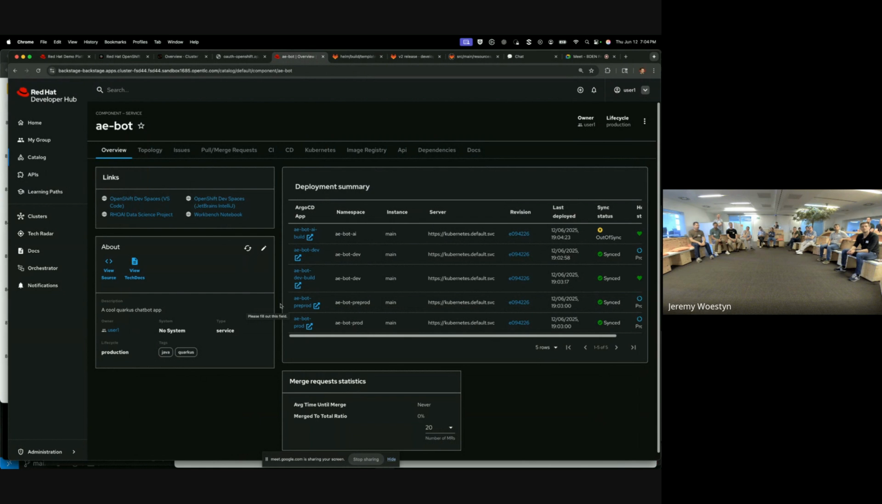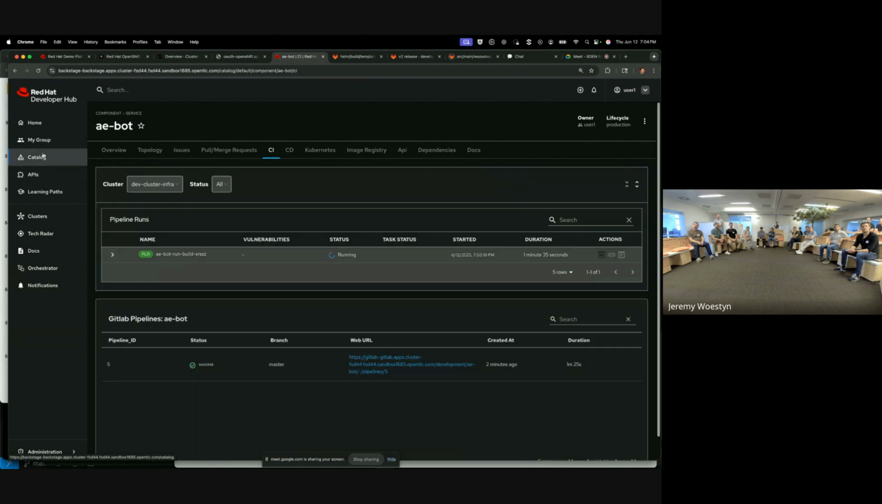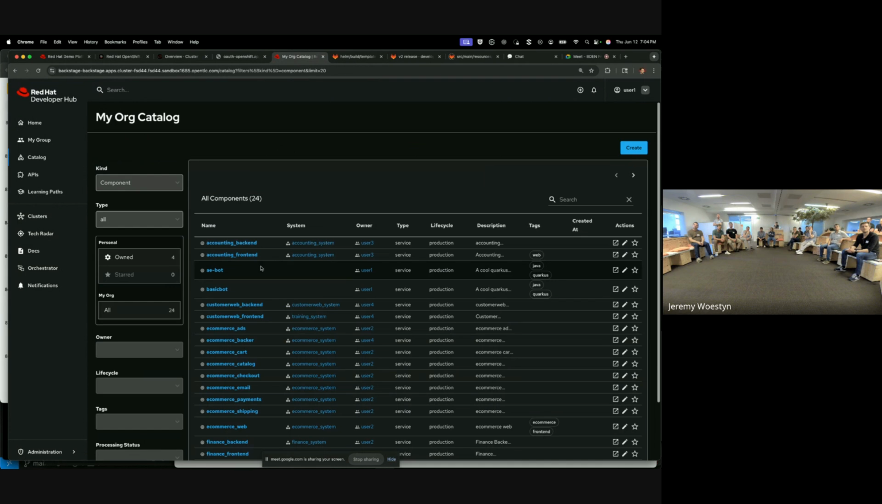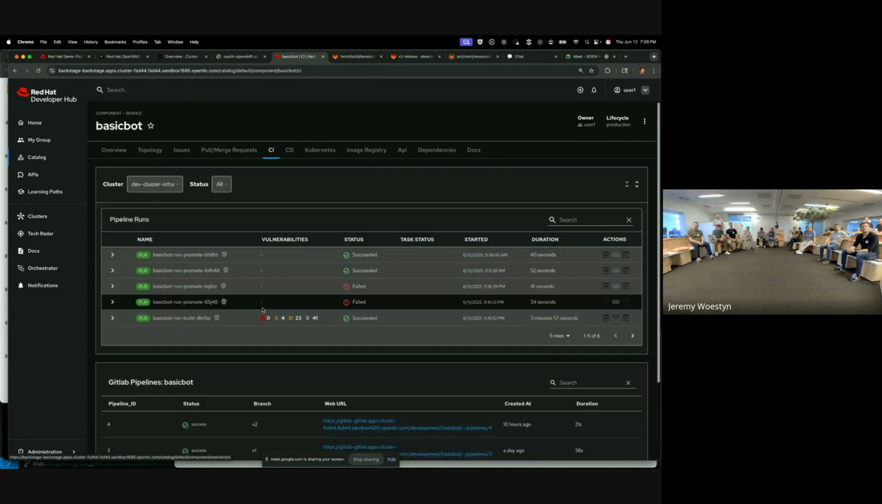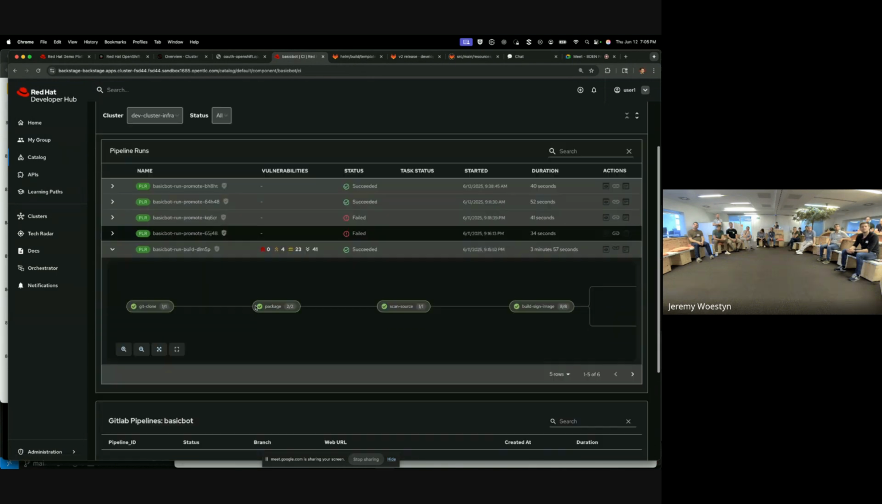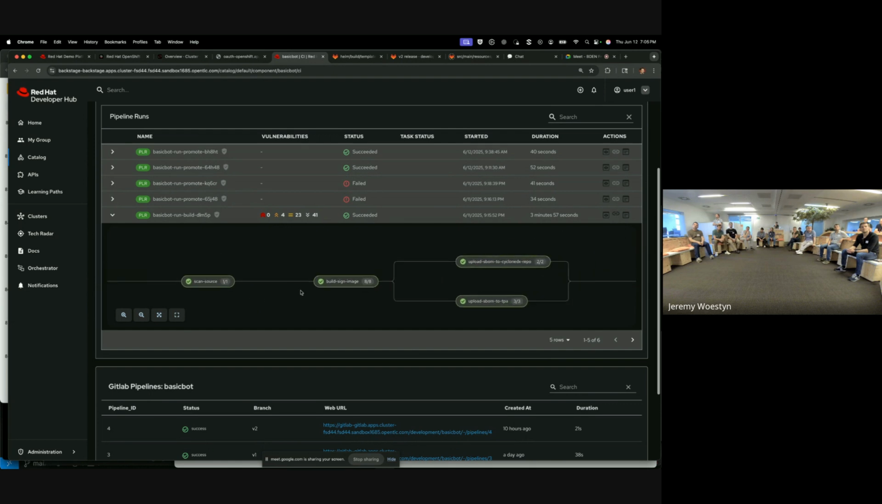Let's see here. So the AE bot is off and running. We won't have to let it finish. It'll take a little time, but let me show you one that is finished. So let's go here to the basic bot. You can see that this pipeline has run a few times here. In this case, you can see that it has emitted CVEs. It's loaded as a package. It's scanned the source code. It's built and signed the image.